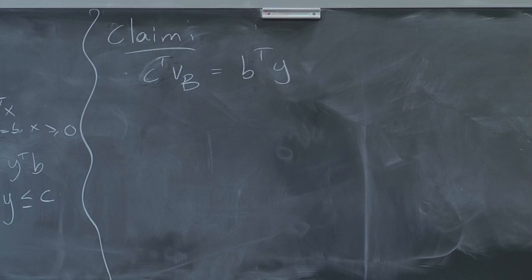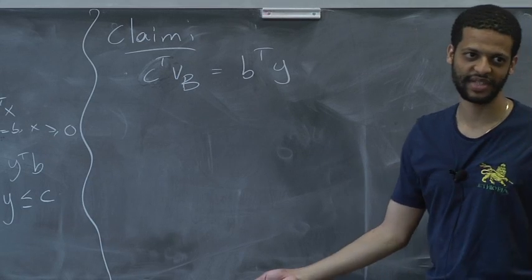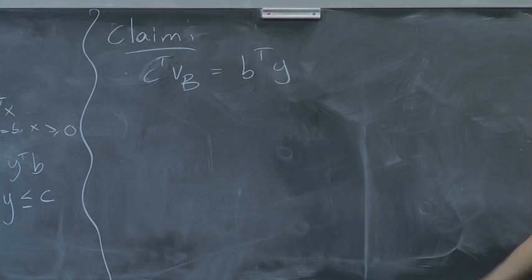So this already looks like strong duality, except for one thing, right? What would we need to do to prove strong duality? Why is this alone not sufficient? Well, v_B is definitely feasible. It's a vertex in the primal. But y might not be feasible, right? In fact, it's not going to be feasible until the very end.